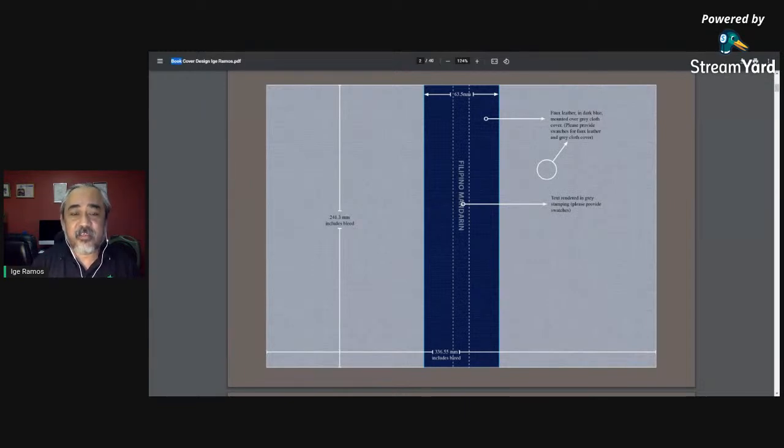It's very important to first understand the anatomy of a book cover design. What you see here is basically a flat lay of a book cover. On the right hand side is the front cover, and then you have the spine, and then you have the back cover. That's how you tell a story when you design a book.